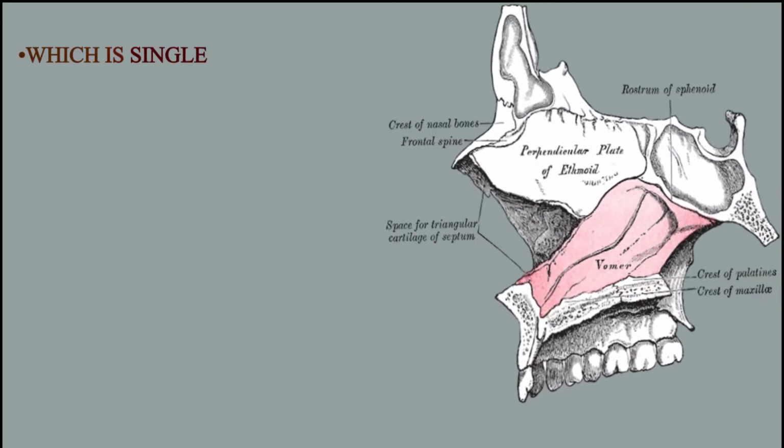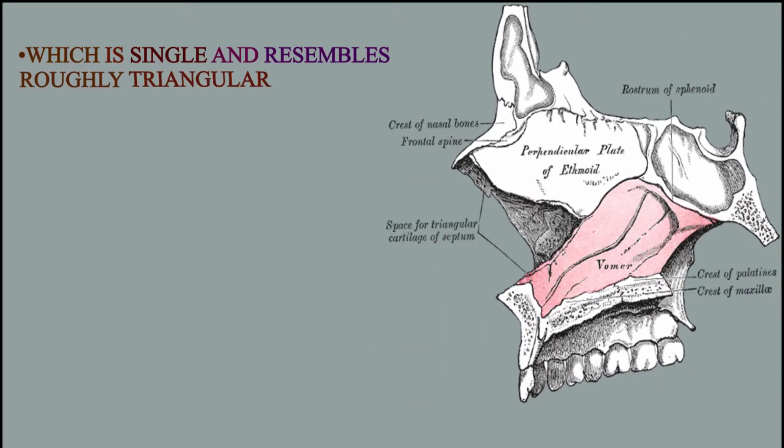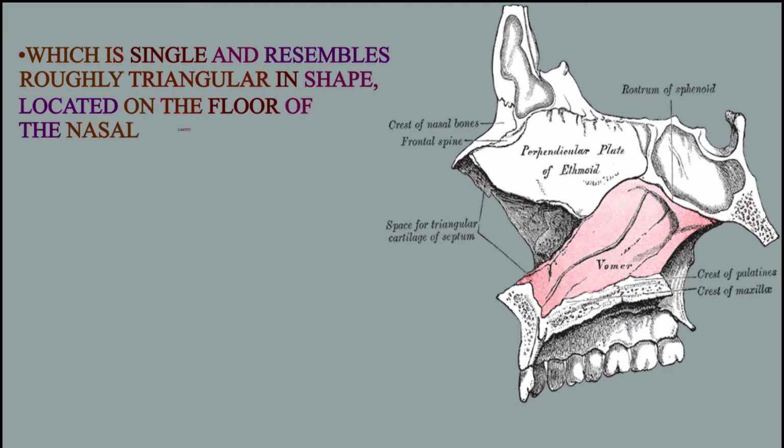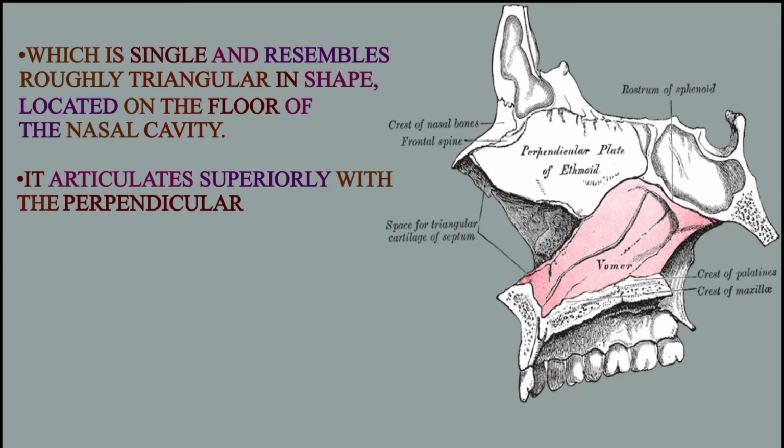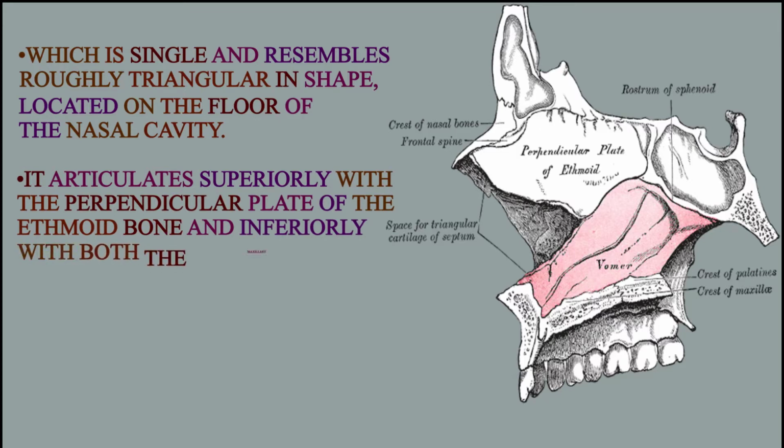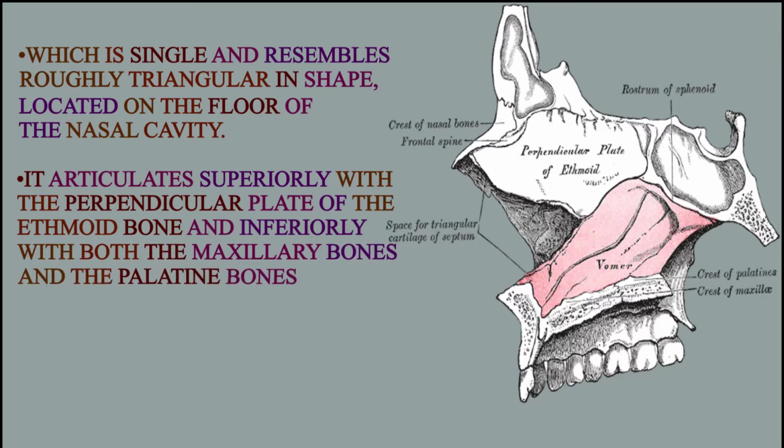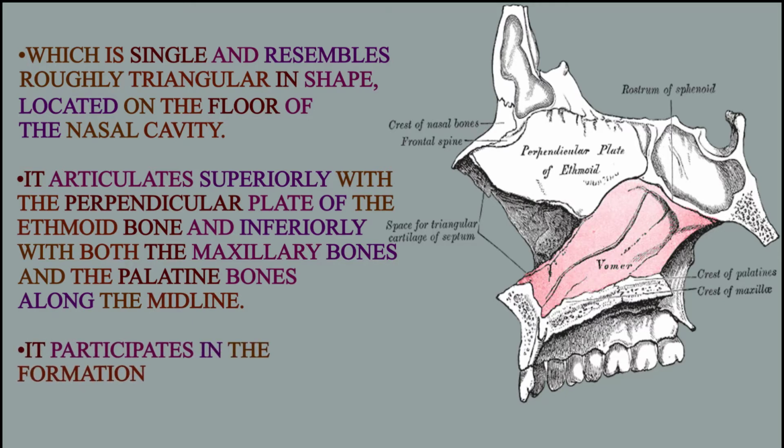The next bone is the vomer, which is single and roughly triangular in shape, located on the floor of the nasal cavity. It articulates superiorly with the perpendicular plate of the ethmoid bone and inferiorly with both the maxillary bones and the palatine bones along the midline. It participates in the formation of the inferior part of the nasal septum.